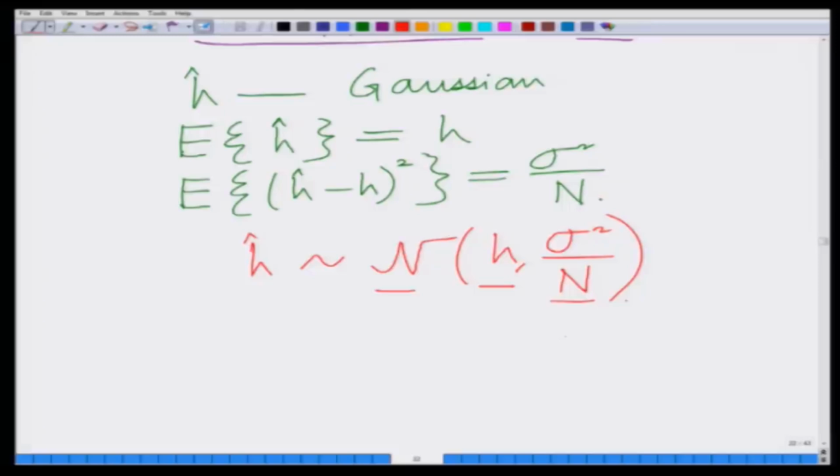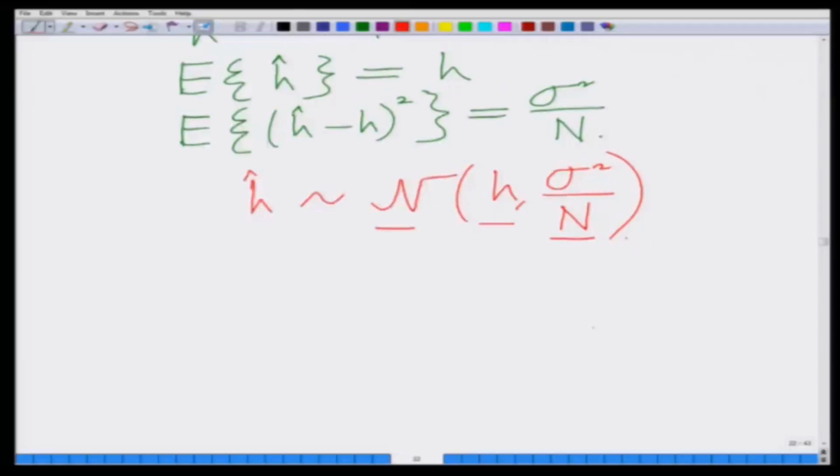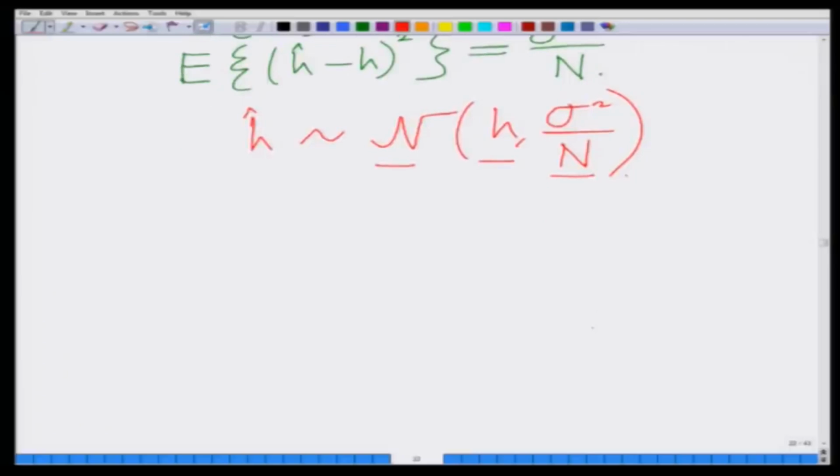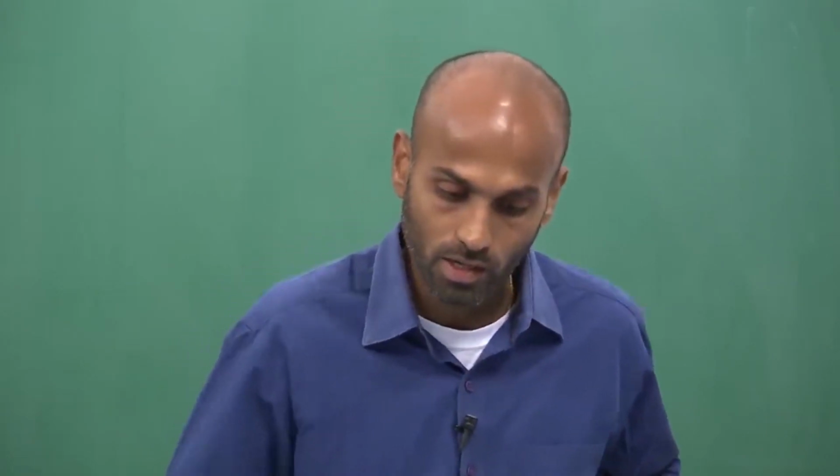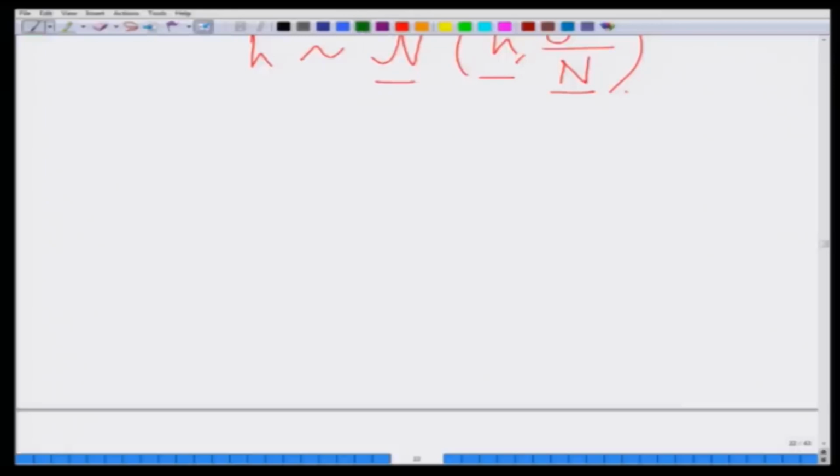This compact notation shows that h hat is normally or Gaussian distributed with mean given by the true parameter h and variance given by sigma square over n, where sigma square is the variance of each of the IID noise samples. And why is this important? This is important for the following reason, because now let us plot the PDF of h.